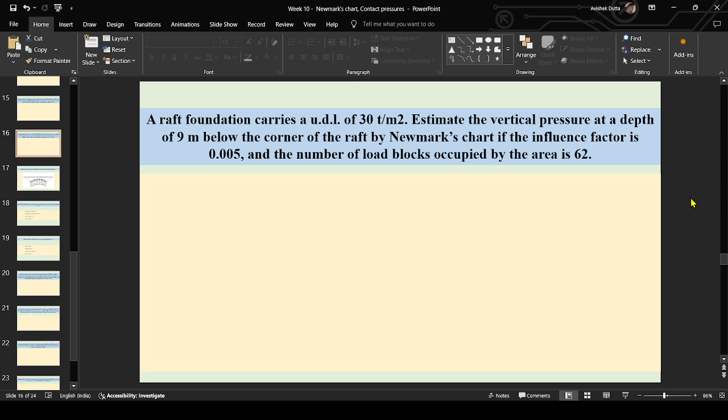A raft foundation carries a UDL, that is a uniformly distributed load, of 30 tons per meter square. Estimate the vertical pressure at a depth of 9 meter below the corner of the raft by Newmark's chart if the influence factor is 0.005 and the number of load blocks occupied by the area is 62.